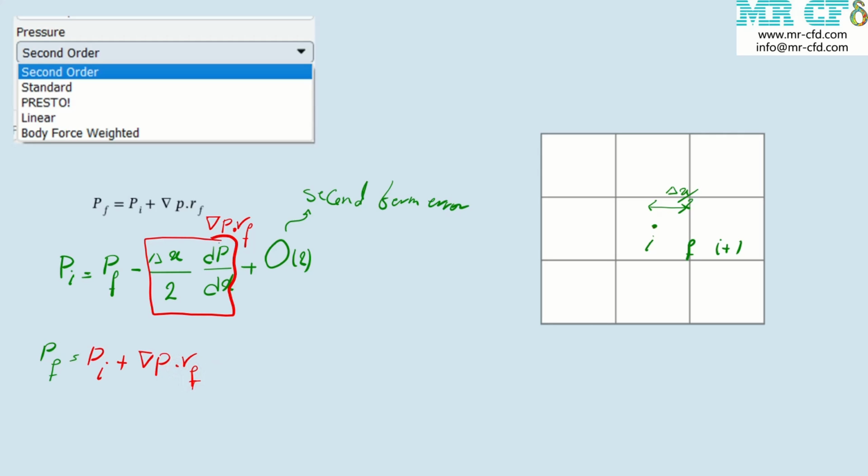P_F is equal to P_I plus nabla P dot the distance vector from the cell centroid to the face, plus truncation error. The truncation error is neglected in order to simplify the calculations and assume ideal conditions for second-order accuracy.